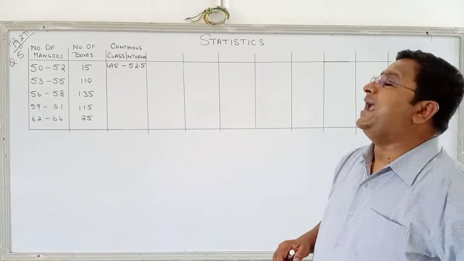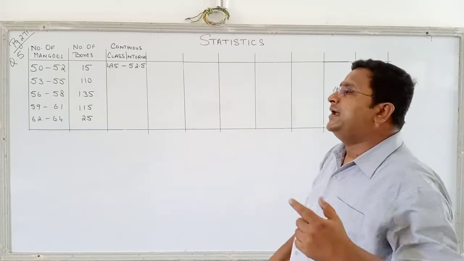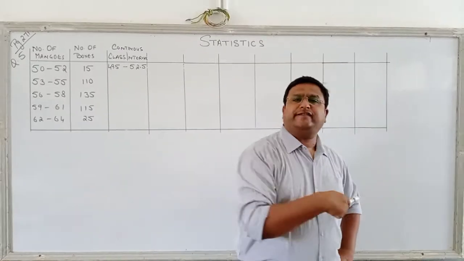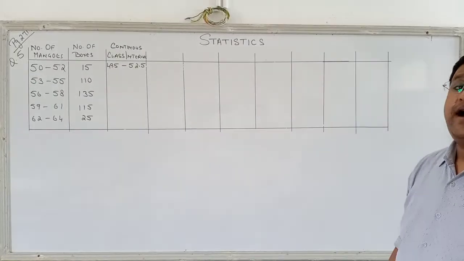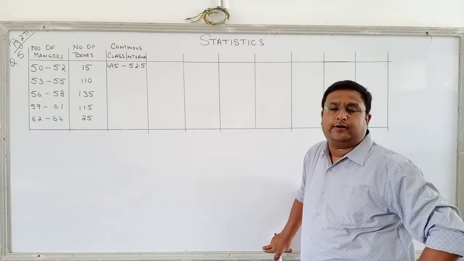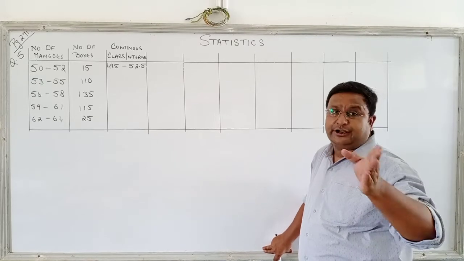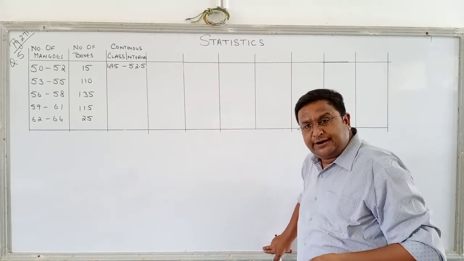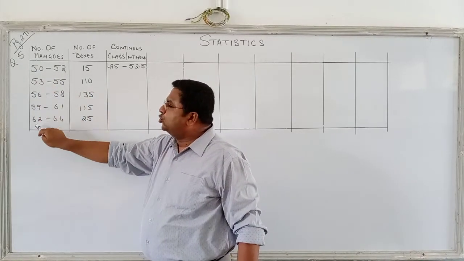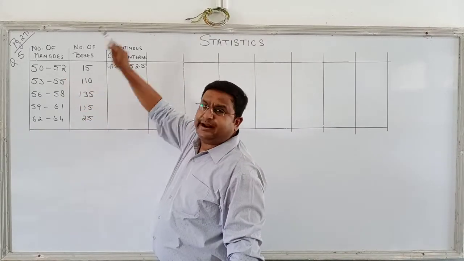When we are calculating any central tendency, may it be mean, median or mode, it has to be in a continuous class interval. You did this in class 9 while drawing histogram and frequency polygon. If you remember, you converted it into a continuous class interval. How do we convert it? Check. These lower limits are reduced by 0.5, and upper limits we are increasing by 0.5.